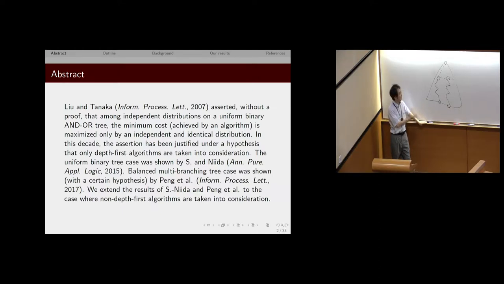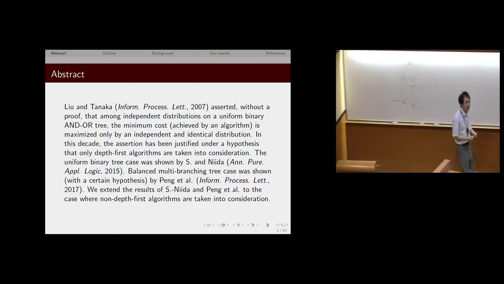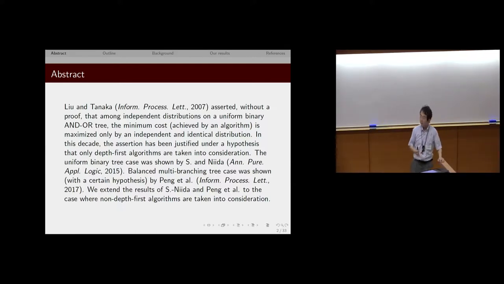Non-depth first means that it's not depth first. In this talk, we investigate depth first and non-depth first. And in this decade, the assertion is justified under a hypothesis that only depth first algorithms are considered. The uniform binary tree case was shown by Suzuki and Nida in the paper of 2015. And the balanced multi-branching tree case was shown by Peng et al. in the paper of this year. And in this talk, we extend the results of Suzuki and Nida and Peng et al. to the case where non-depth first algorithms are taken into consideration.